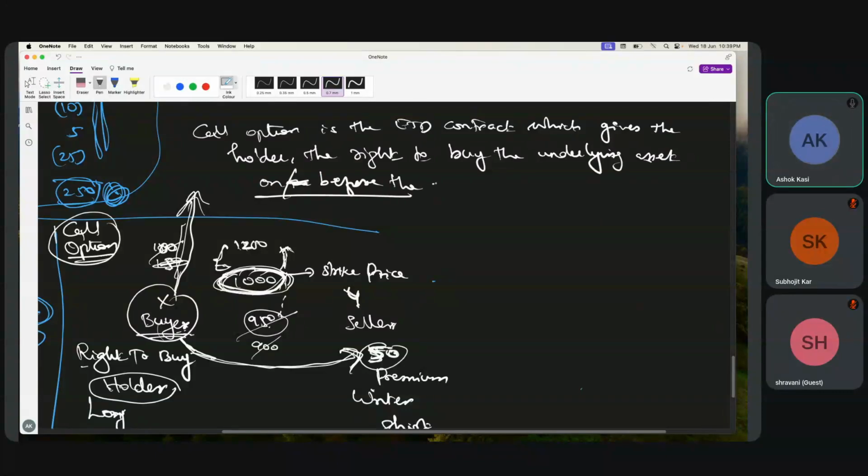This we will talk about another day, this line, on or before the expiry date. Okay, a call option is an exchange traded derivative contract which gives the right, that means the right to buy the underlying asset on or before the expiry date, at the strike price. Okay, this is a call option.